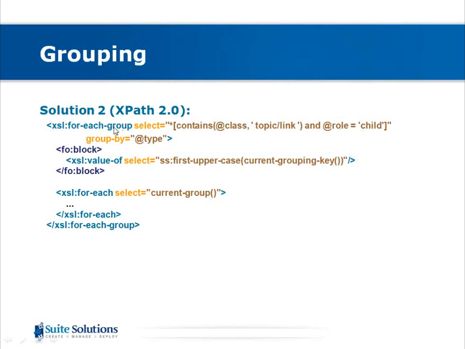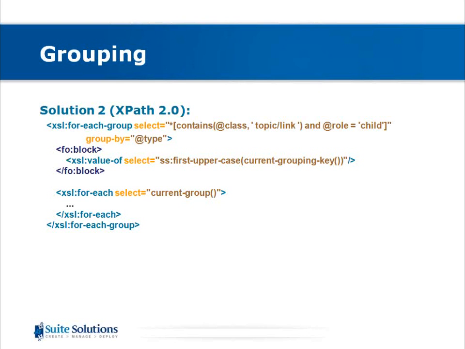And what that will do is give us the groups of elements, the elements grouped by their type attribute. For our heading, we have the same structure, except instead of passing in the type attribute of the current element, we don't have a current element. We have a current group of elements. And therefore, we need to get the current grouping key, which is the key of the current group.